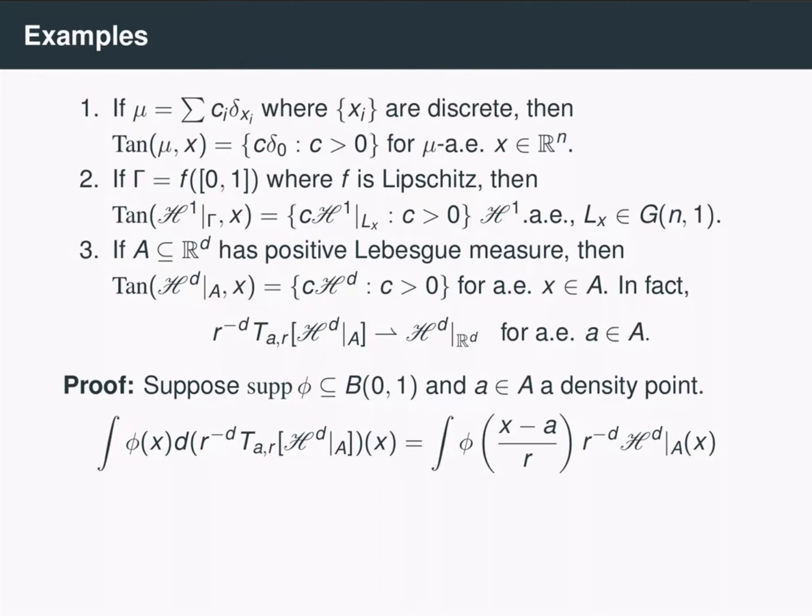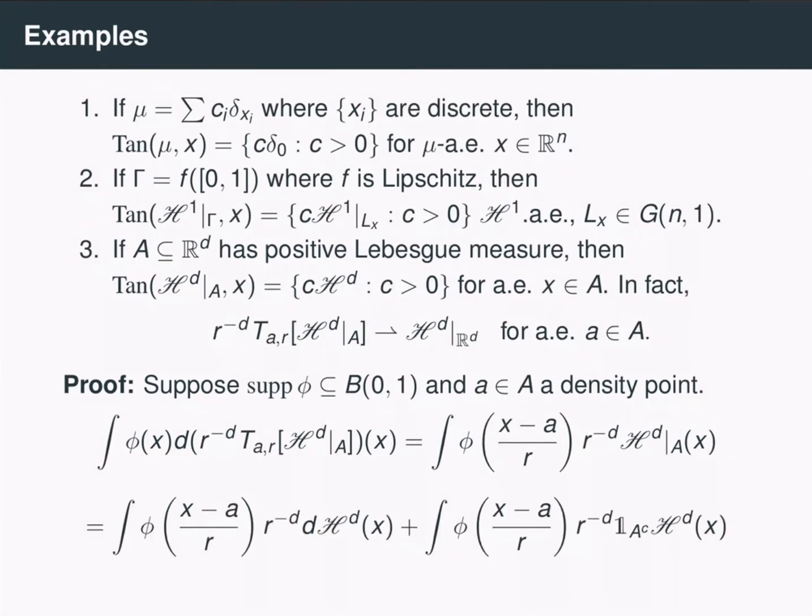Okay, so now if we look at the integral of phi against our measure here, recall since we're taking push forwards, this is exactly the same thing as just taking the integral of phi composed with T_{a,r}, which is (x minus a) over r, integrated with respect to the original measure. Okay, now we're going to split this integral up. So notice that this integral up here is the same thing as taking the integral of phi of (x minus a) over r times the characteristic function of A.